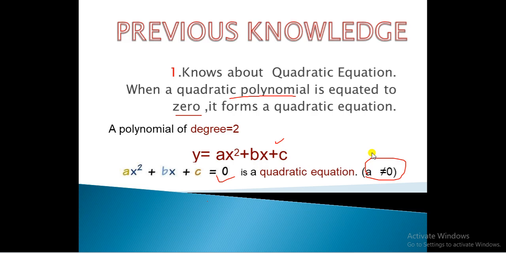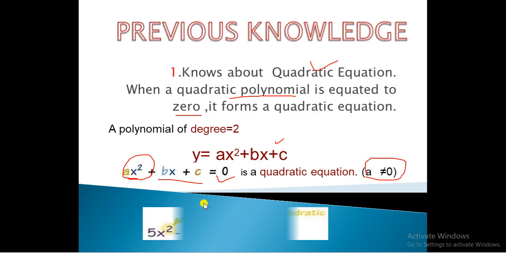Why? Because if a equals 0, what will happen? Think, if a equals 0, this whole term will become 0. And when it becomes 0, what are we left with? bx plus c equal to 0. It is only a linear equation and we are dealing here with the quadratic equation. So this is an important condition that a must not be equal to 0. Example of quadratic equation: 5x square minus 3x plus 3 equals to 0. This is one of the examples.